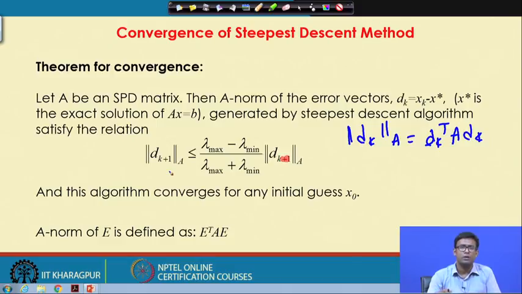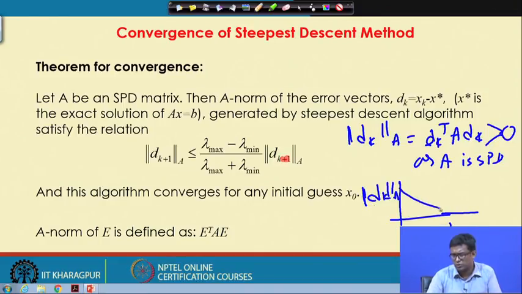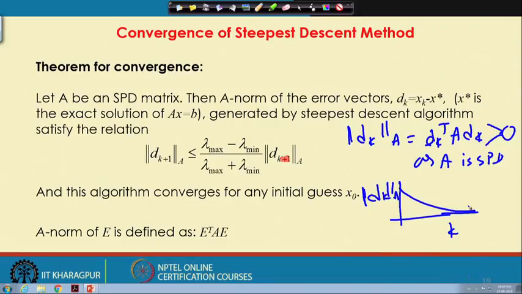So, it will be a small number, and this is a positive number, because A is SPD, so this is always greater than 0 as A is SPD. This number will be greater than 0 and reducing, that means that if this is d_k in the A norm and this is k, this will asymptotically approach 0. It will never be exactly 0, it will always be greater than 0, but it will be a very small number. So, this algorithm will converge for any initial guess x0.